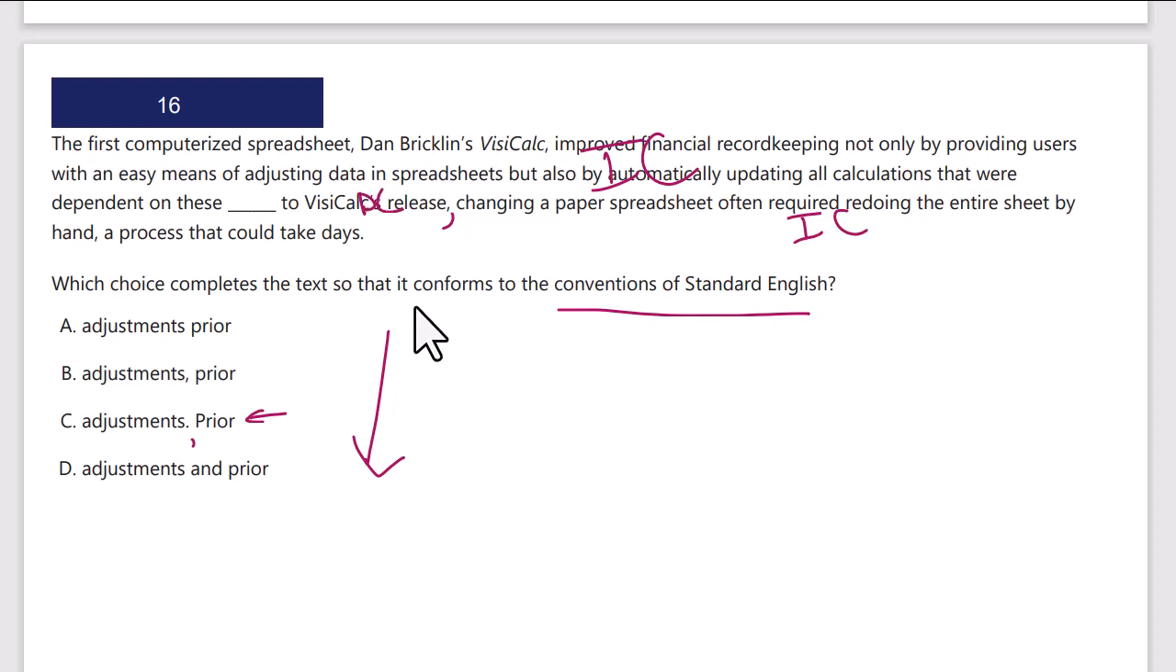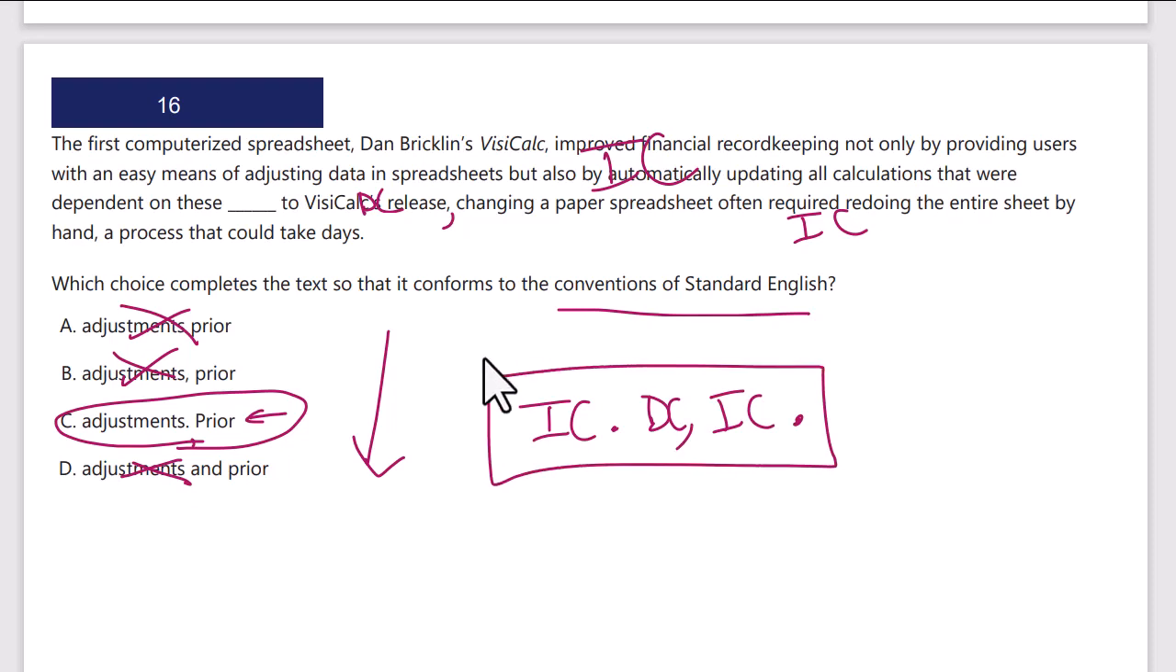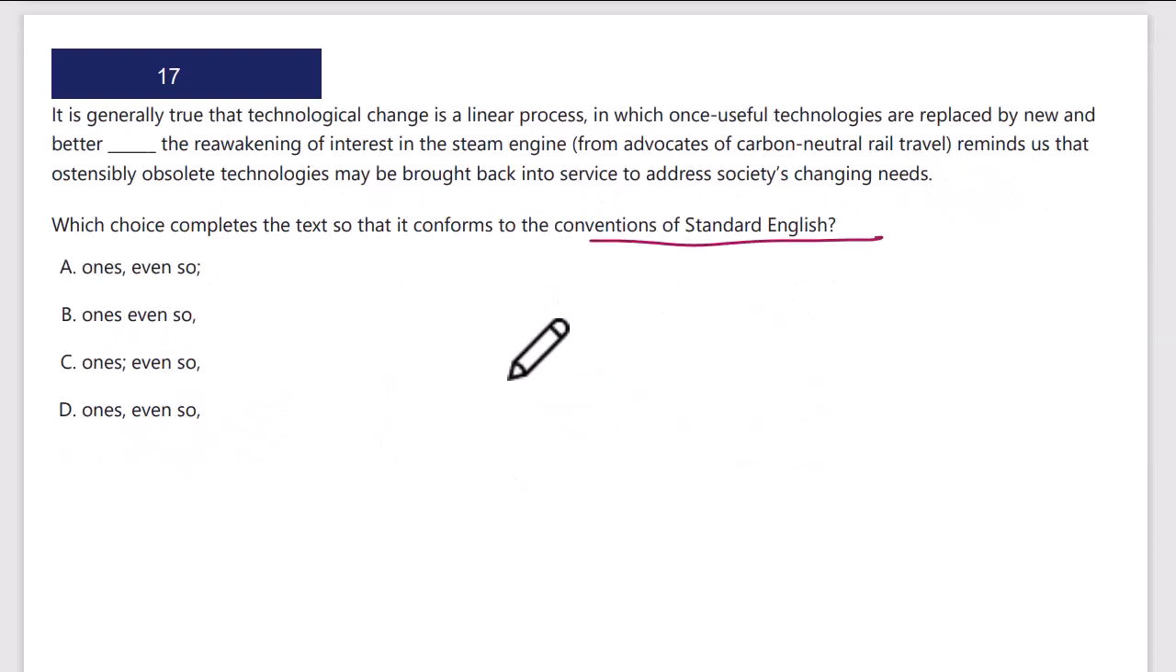So we need the period here. It's not going to be the no comma, or the comma, which would be a comma splice, or adjustments and, which would be a run-on sentence. Has to be C, the period. This is, again, our typical independent clause, period, dependent clause, comma, independent clause structure, as we see in the new boundaries questions.